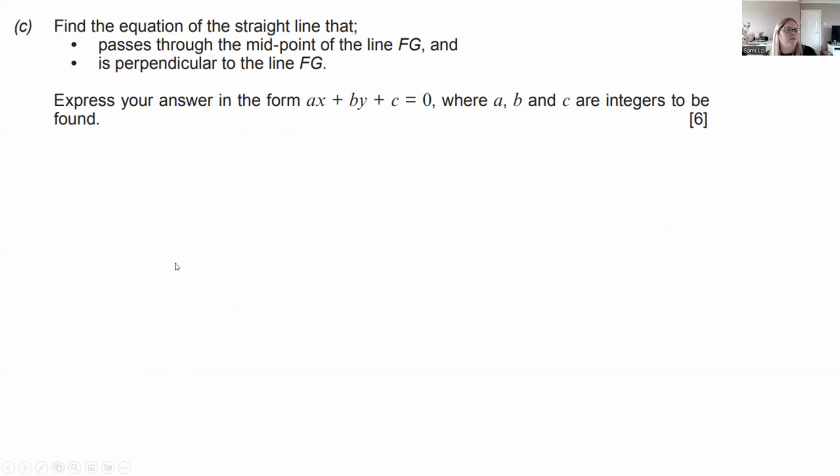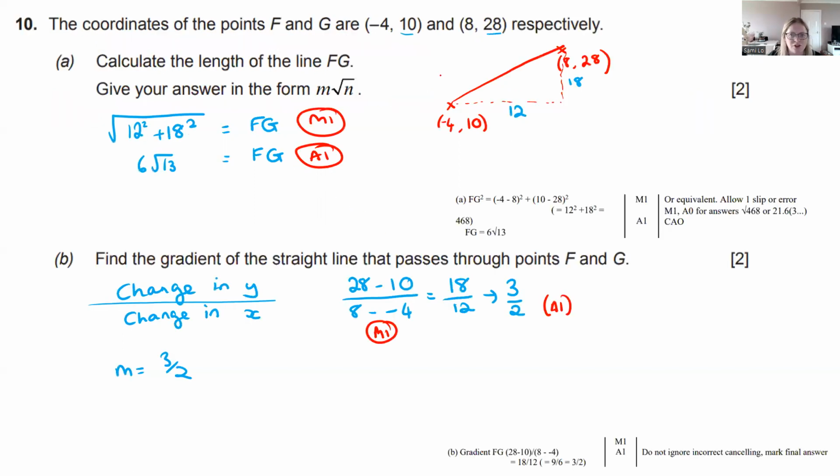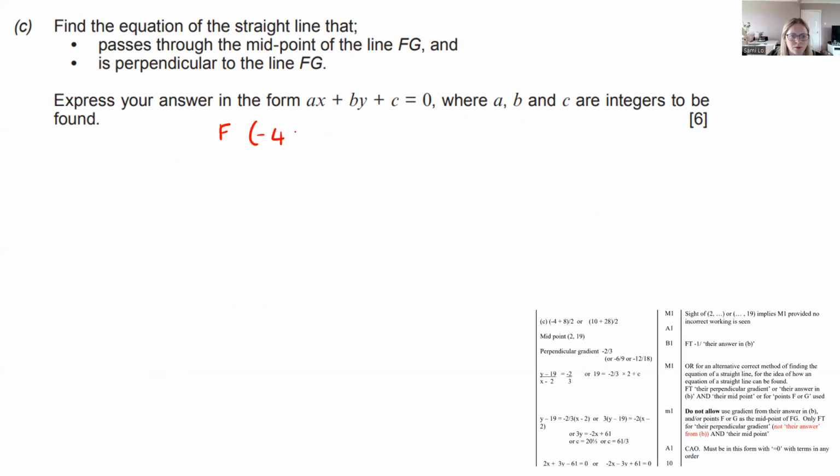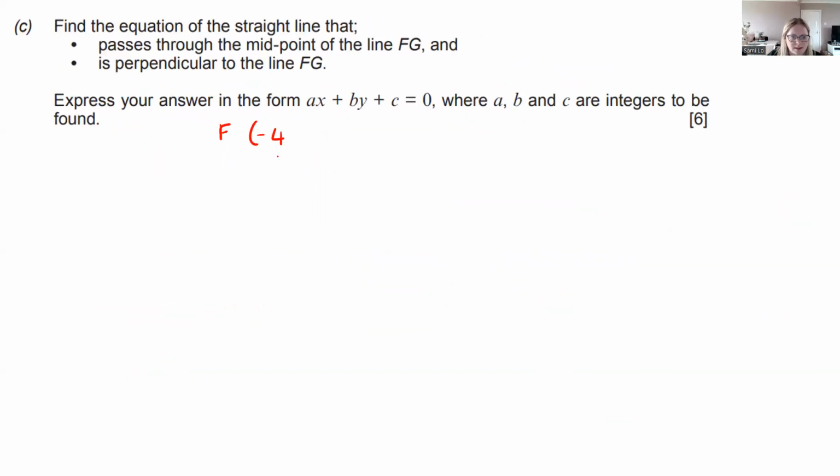Right, so we've got, find the equation of the straight line that passes through the midpoint of the line FG and is perpendicular to the line. So first thing I'm going to do is get my points of F and G. So F was -4 and 10, and G was 8 and 28.